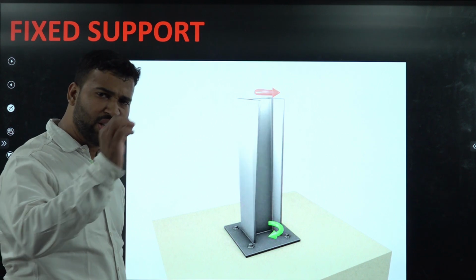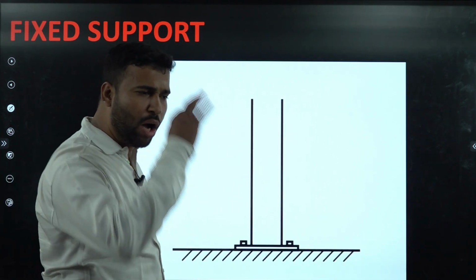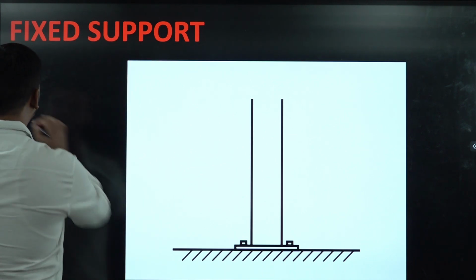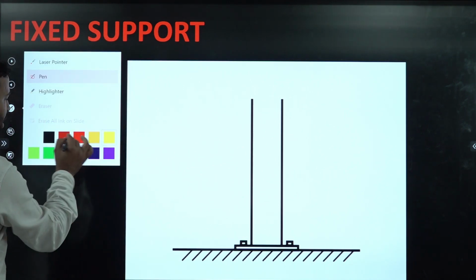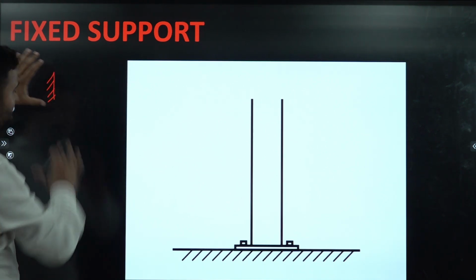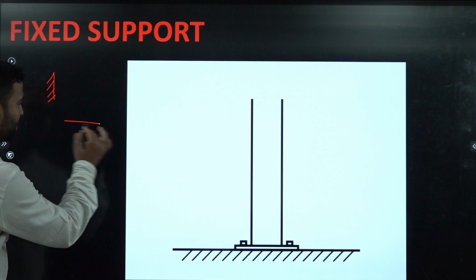Now what is the practical example of that, or how can we make this support in our structure? This type of support is generally prepared in this way. The first type of fixed support diagram is this one, and the other one is this one.